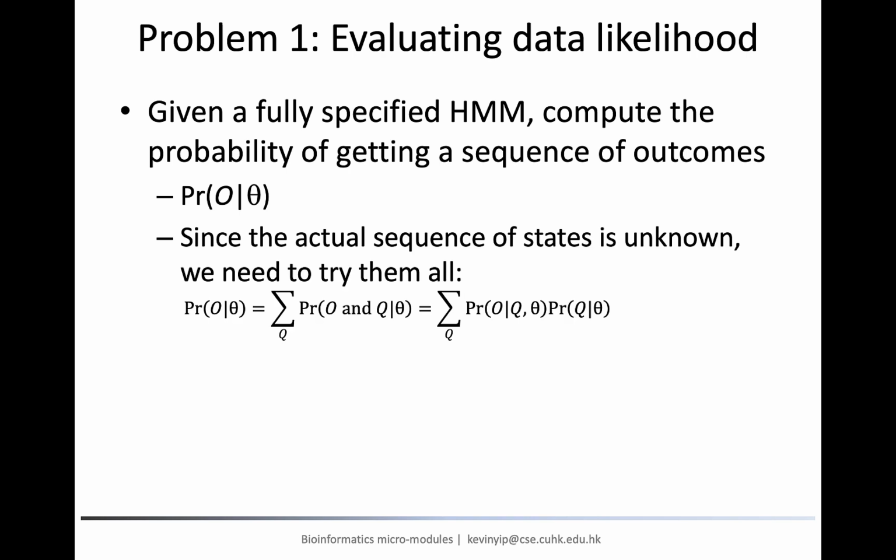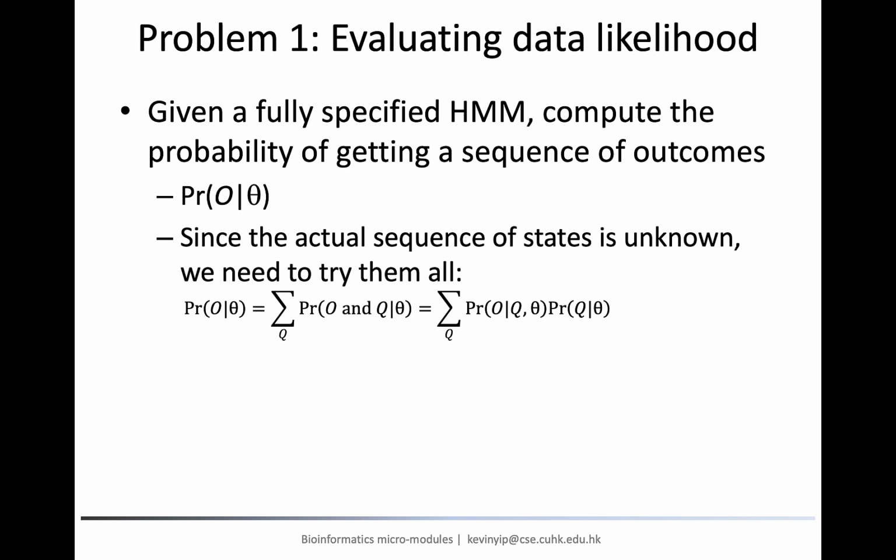As mentioned before, the main difficulty of this problem is that we do not know the actual state sequence that produced the observations, and therefore we should consider all the possible state sequences. In other words, as shown here, we want to turn probability of O given theta into the product of probability of O given Q and theta and probability of Q given theta, and sum over all possible Q, which has an exponential number of possibilities with respect to the number of observations.